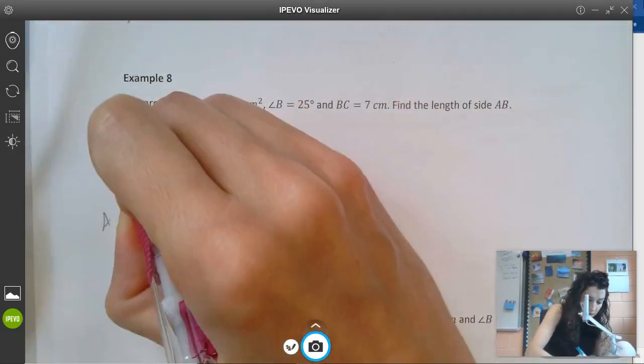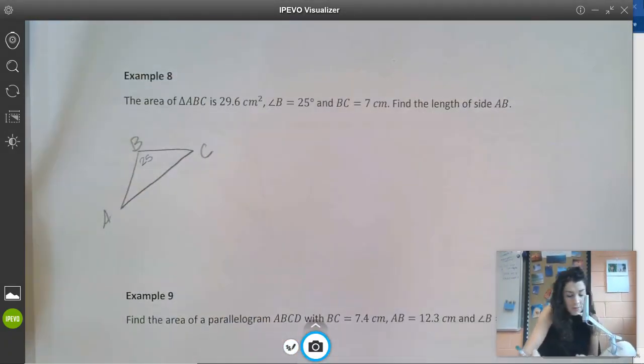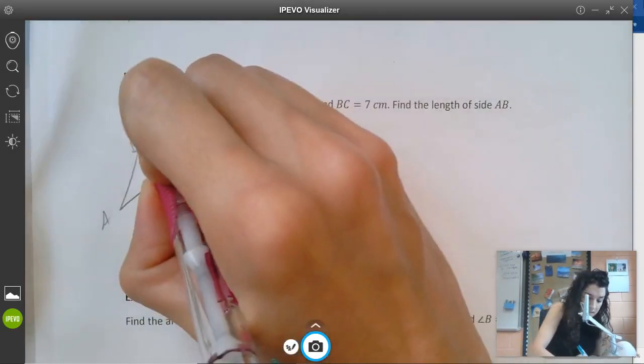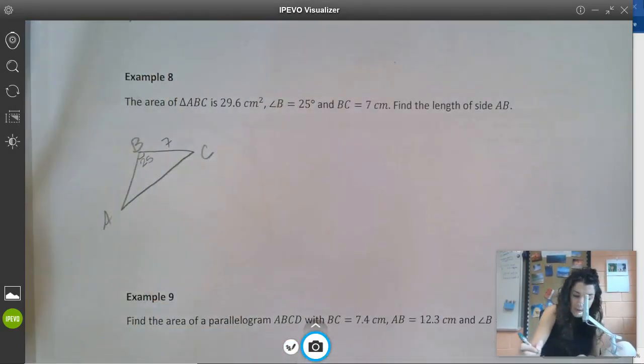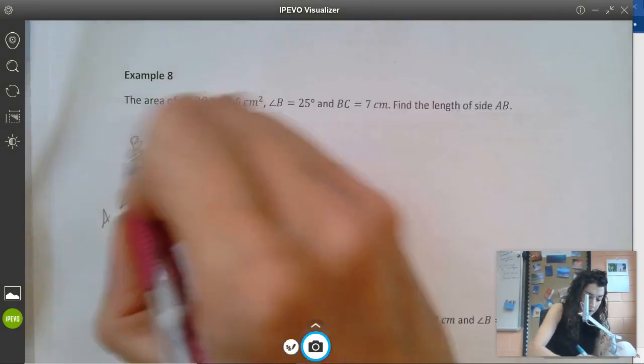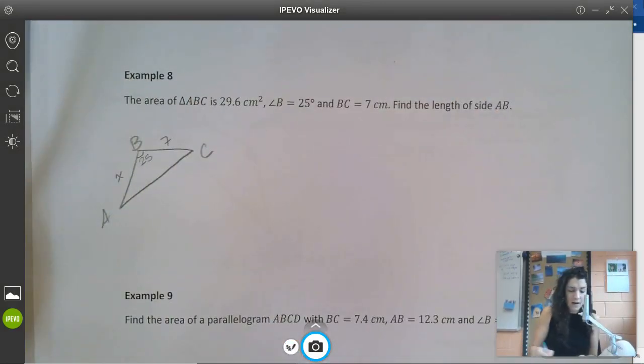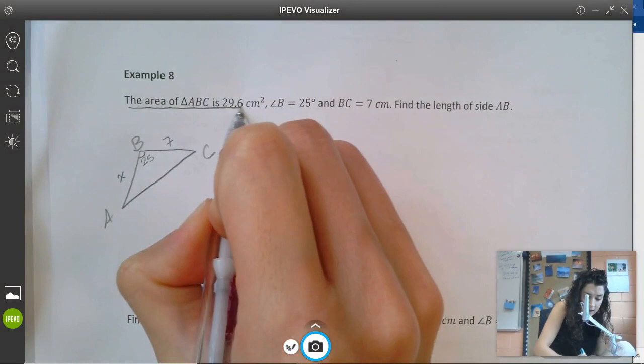And angle B is 25. Well, that doesn't look like a 25-degree angle, but whatever. And BC is 7. We want to find the length of AB, so I'm going to put X there. And then it told us an area.